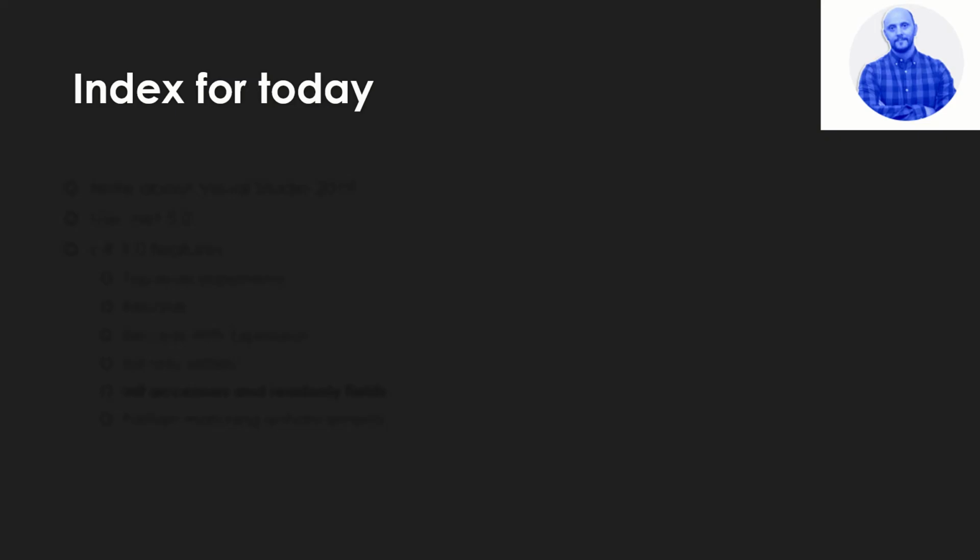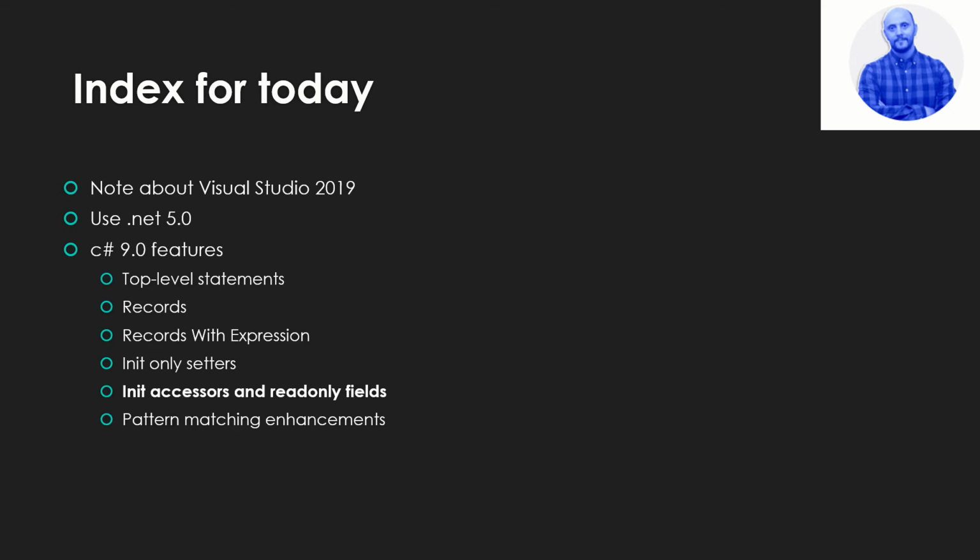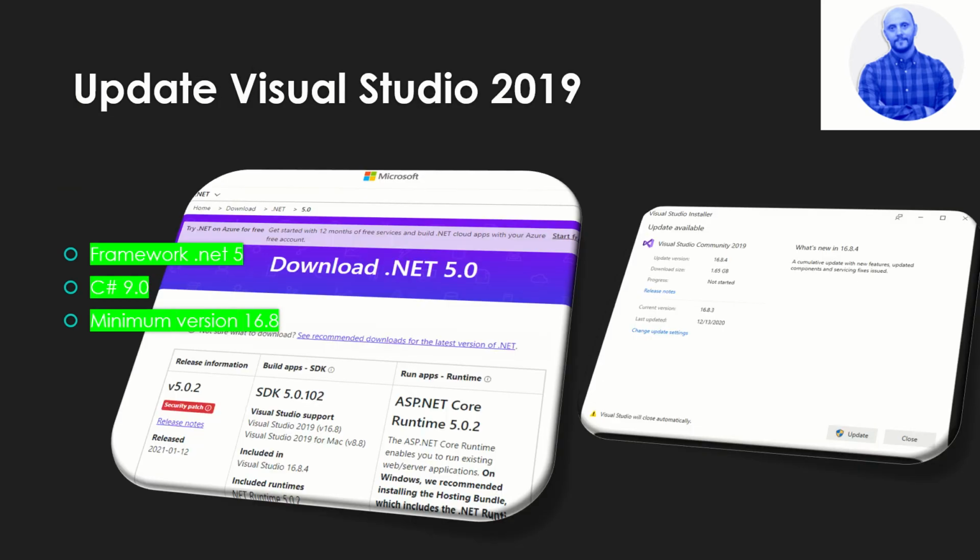So, the index for today: a little note about Visual Studio 2019 to run .NET 5, and then talking about these features in C# 9: top level statements, records with expression, init only setters, init accessors, and with only fields, and pattern matching enhancements. There are more new features, but these are what I put today to present to you. So let's see.